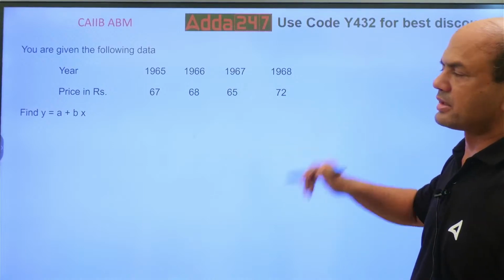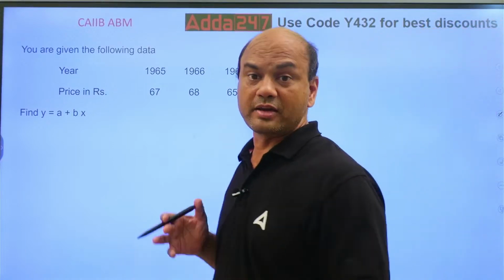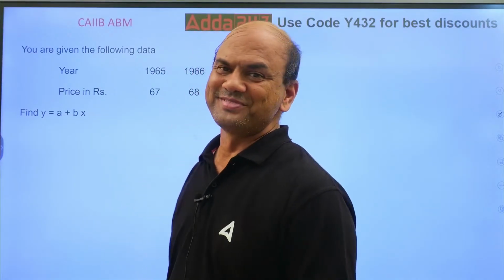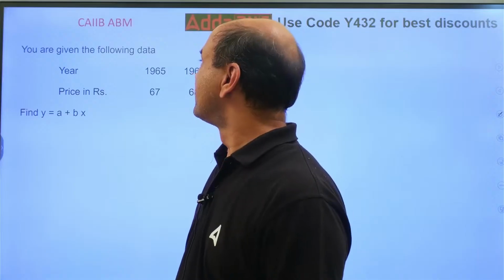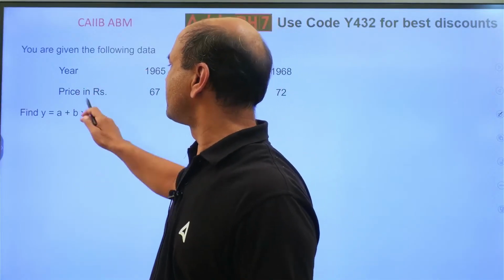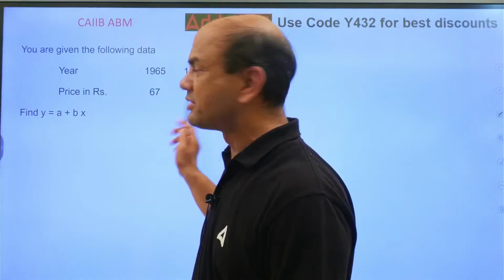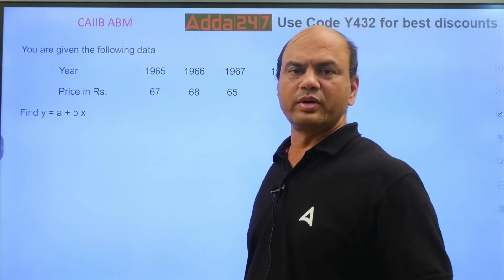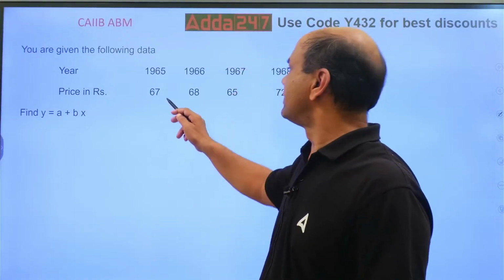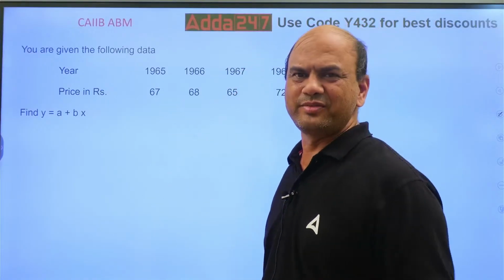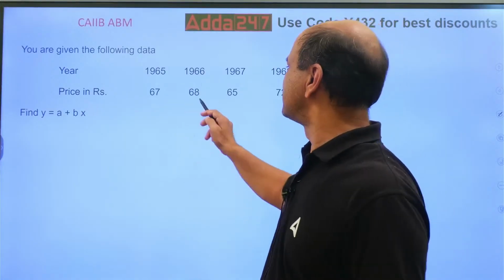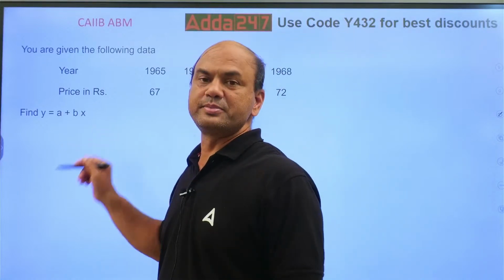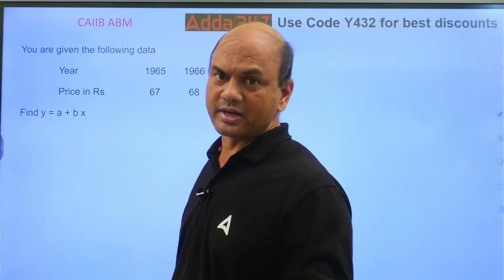Now let's solve one numerical, because numericals are our favorite. Right? And these are case studies. So let's solve them. You are given the following data, year and price. 4 years are given, 1965, 66, 67, 68. And price is given, price of something, we are not concerned with it: 67, 68, 65, 72, whatever it is. You have to find out y equals a plus bx, meaning you have to find a and b. That's your target, a and b.